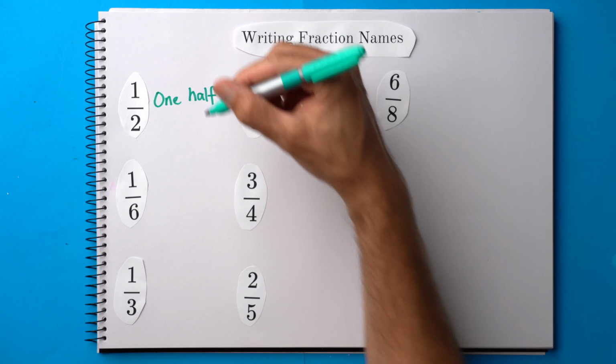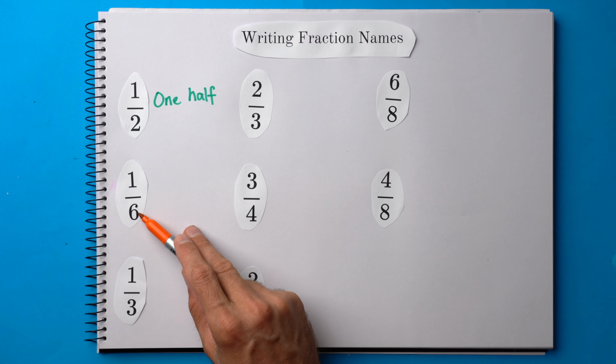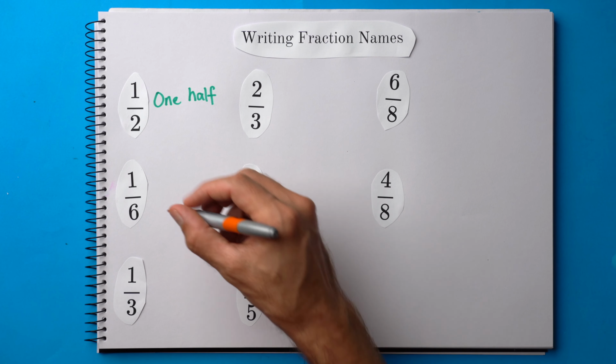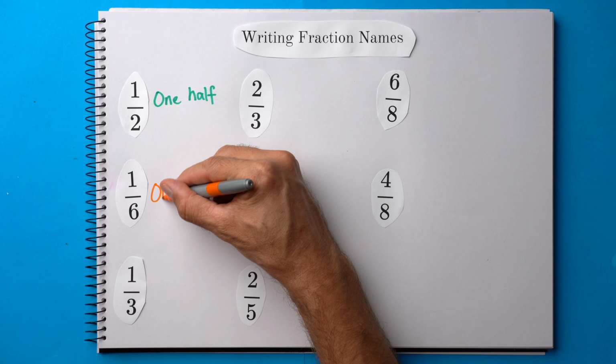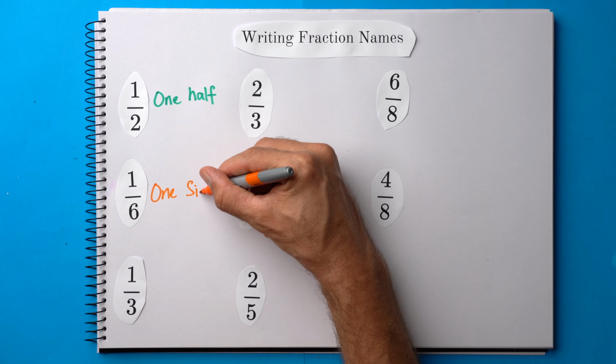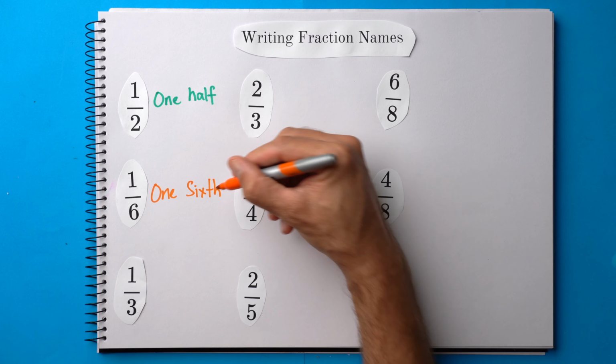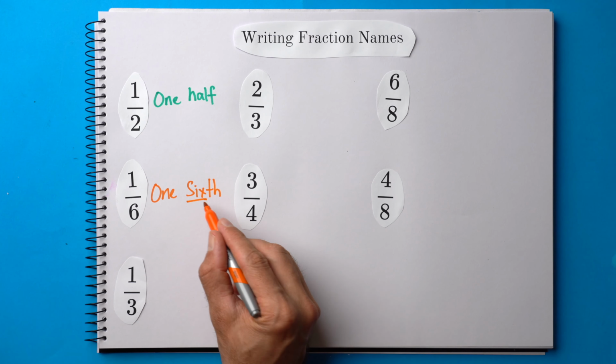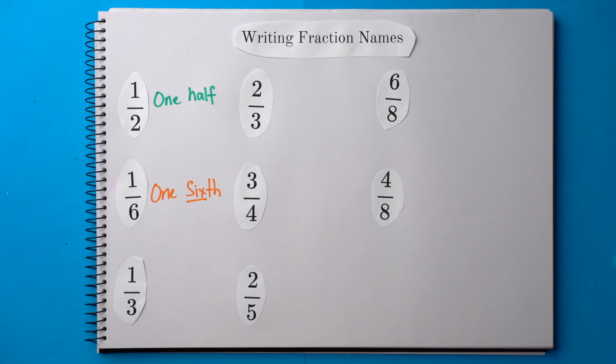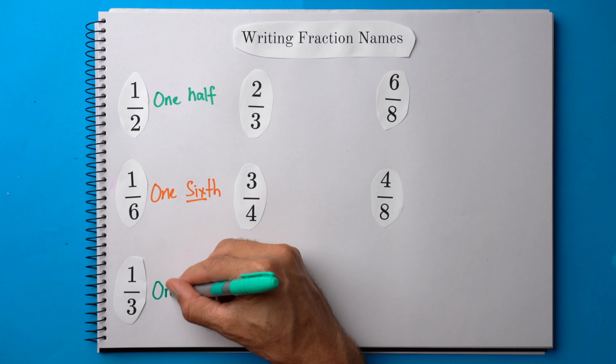The next one has 1, but this time it's got a 6 on the bottom. So when it has a 6 on the bottom, we know those pieces are called sixths. We could write it as 1 sixth. So it has the number 6 and then th on the end. Most fractions will do that. It's only halves, thirds, and quarters that have a slightly different name. The next one is 1/3, and we write it like this: 1/3.